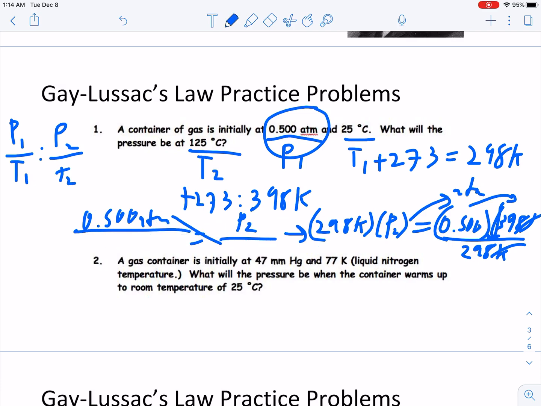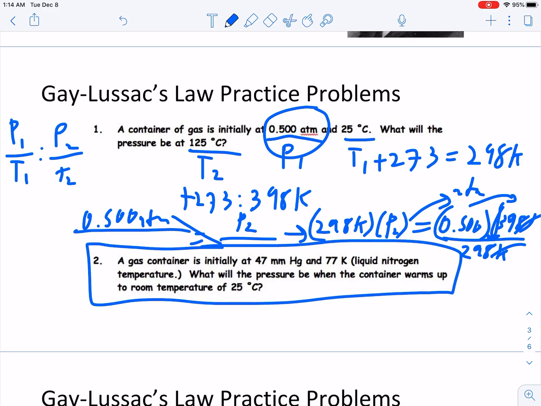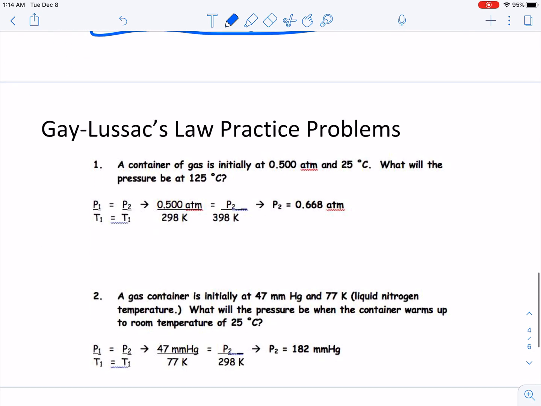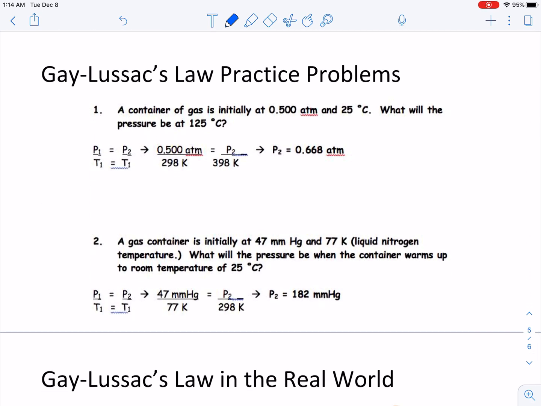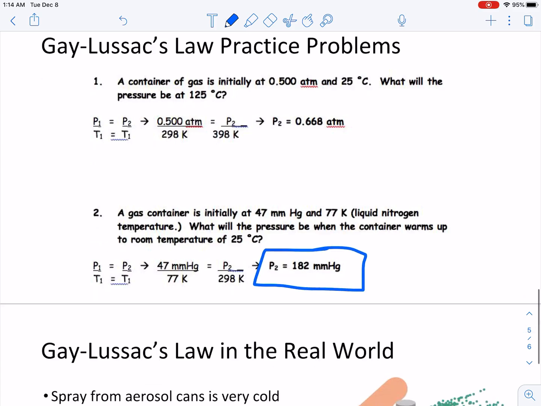Okay, go ahead and try this second example, following a similar framework. Once again, don't forget to convert your temperature degrees Celsius into Kelvin. Let's always work with Kelvin. Okay, here's the answer that you should have gotten. You're trying to find the secondary pressure. It's unknown. What you should have gotten is about 182 millimeters of mercury. You can see how it's calculated here.